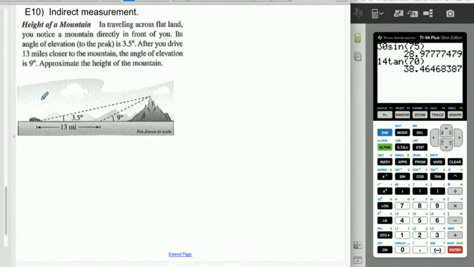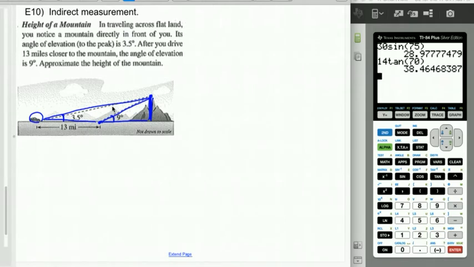So you're in a car and you look up at the top of a mountain from really far away, 13 miles, and the angle of elevation is 3.5 degrees. You then drive 13 miles closer and you look up again, and now the angle of elevation is 9 degrees. The question is, can you find the height of the mountain? You can, and the trick here is that you're going to have to assign some variables, and it's going to be a little bit complicated. But once you get the hang of it, these problems aren't awful.